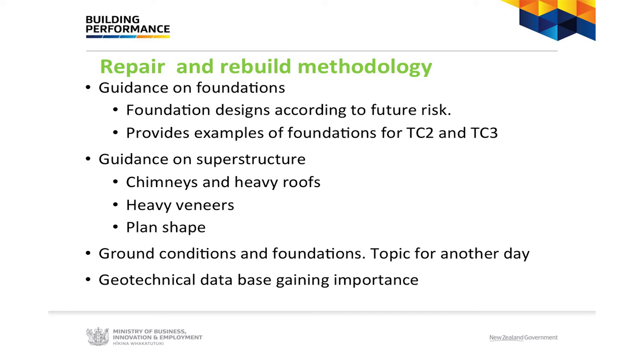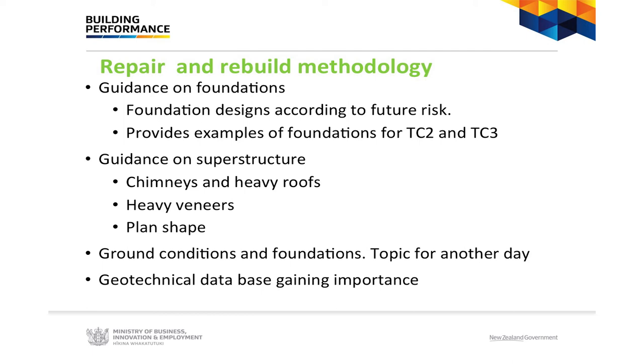There are examples of the TC2 and TC3 foundations, because that will drive behaviour around thinking about re-levelability when you've got a TC3 house, thinking about how you might insulate the house from further movement going forward. The guidance on superstructure is limited, because generally above the slab level we would expect people to be using normal building design processes, so there's not much point in putting special guidance in where you don't need it. But we have addressed some of the issues.